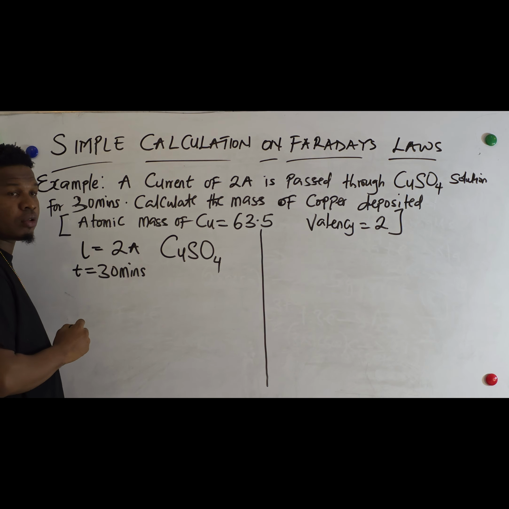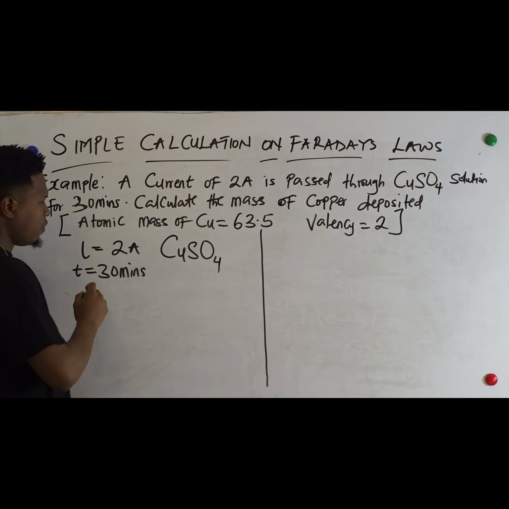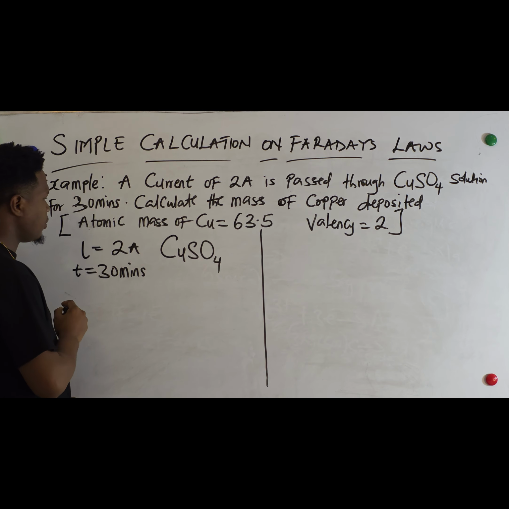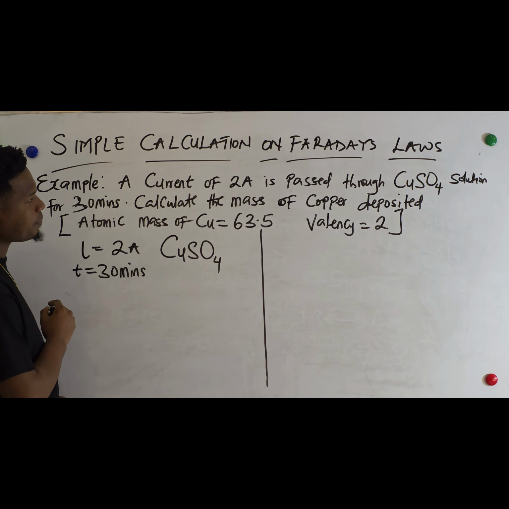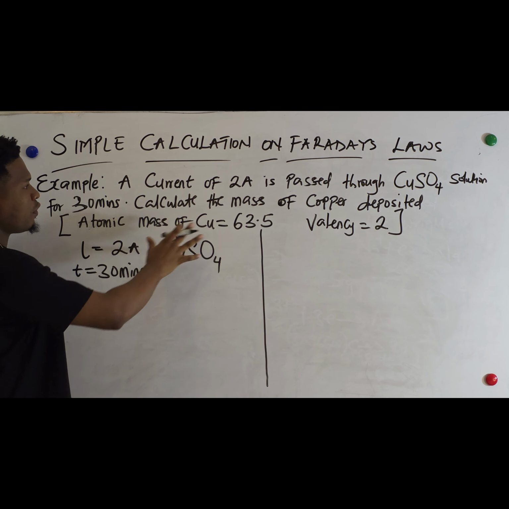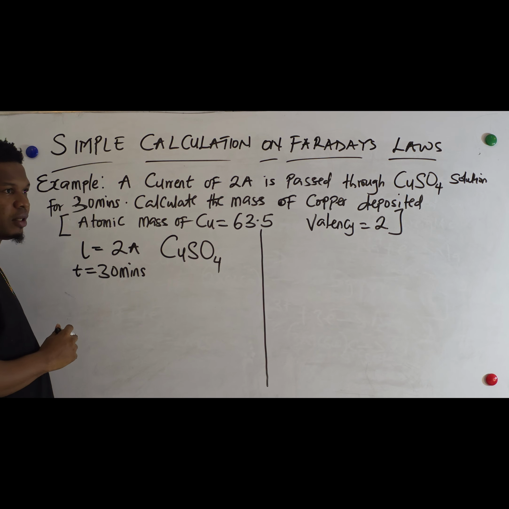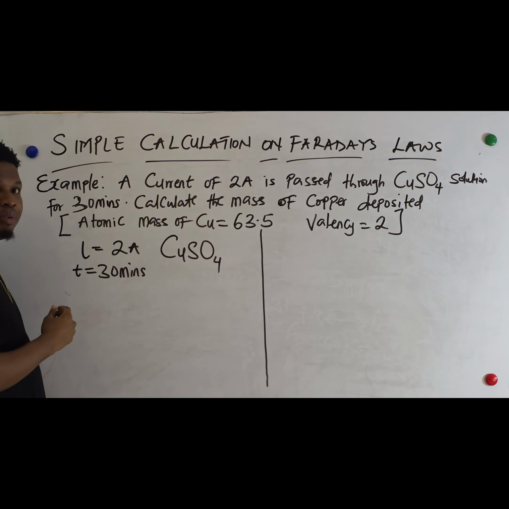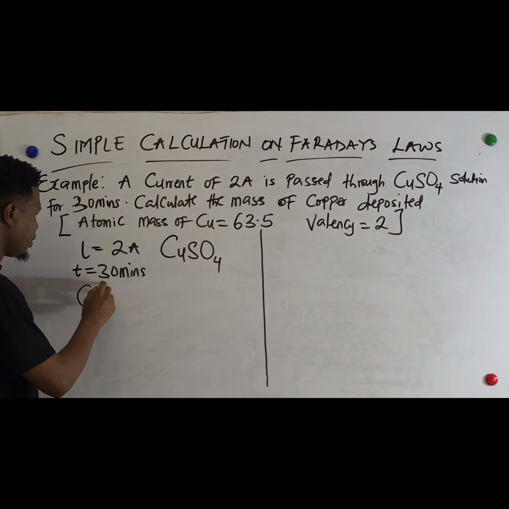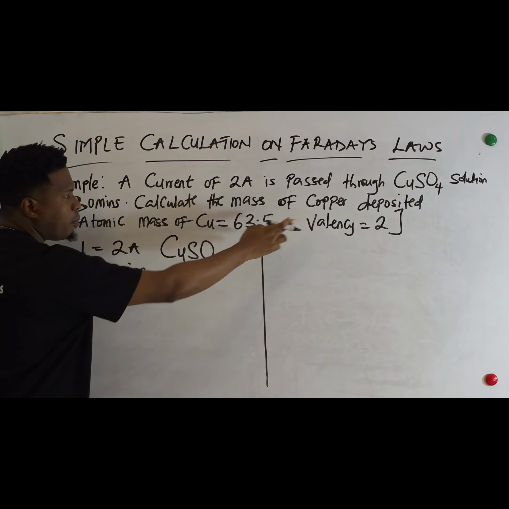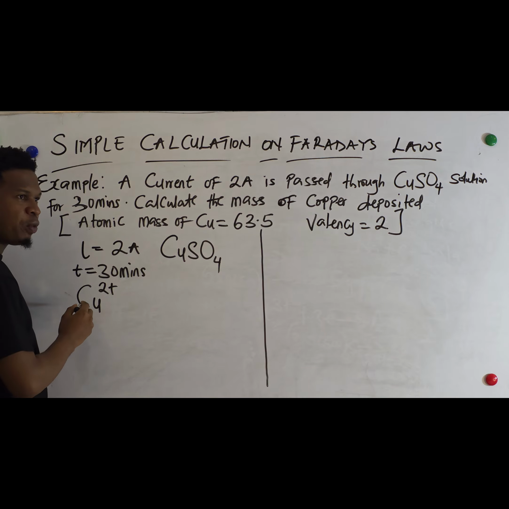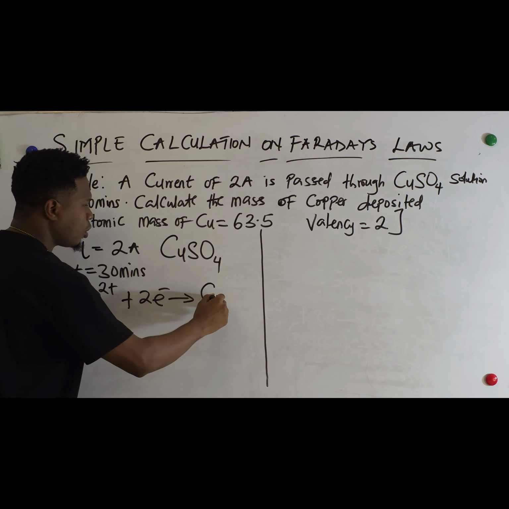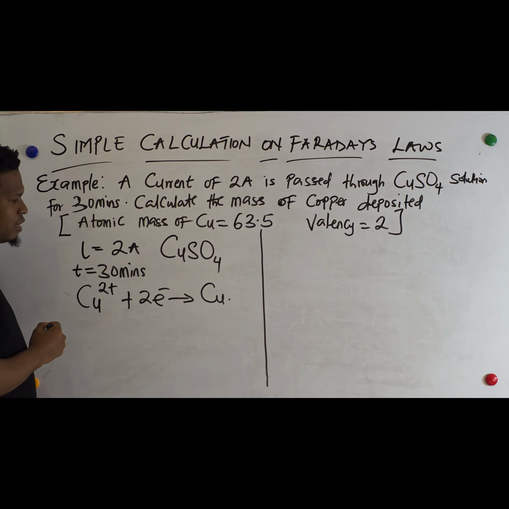Which we are going to convert to seconds immediately. Converting into seconds, you simply multiply by 60, but we'll do that later. As we proceed, they give us the atomic mass of copper and the valency of copper. When this copper sulfate goes into solution, it liberates the copper 2 ion. The valency of copper is 2, and this copper, when being electrolyzed, will accept 2 electrons to become copper. This is making sense now.